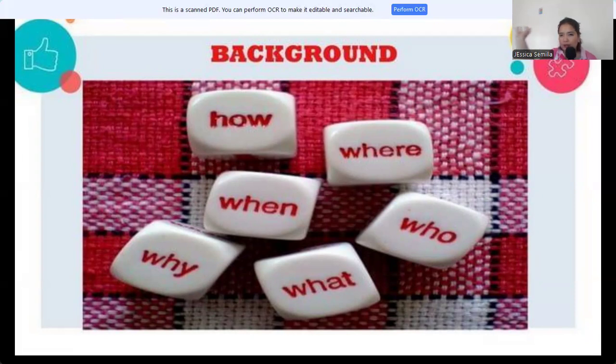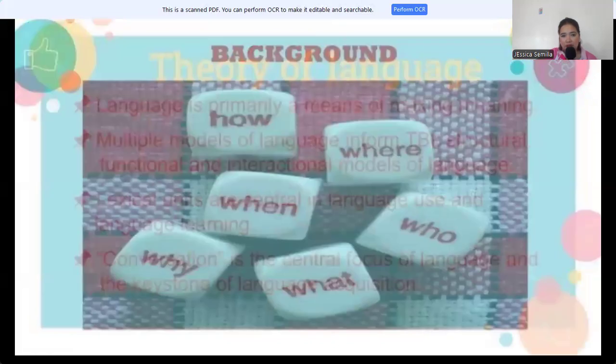So what is the task all about? When are they going to do it? Where are they going to do it? Why are they doing it? Who are they working with, and how are they going to do it? So again, under task-based instruction, they are more of activities.